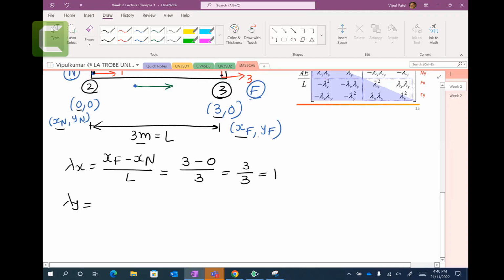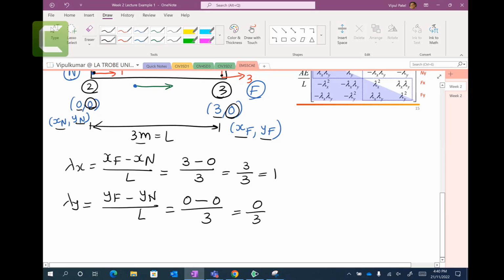Lambda y, I can put yf minus yn over L. So that would be 0. yf and yn are 0. Length 3, so 0 over 3 is equal to 0. Right? So we calculated all these values.